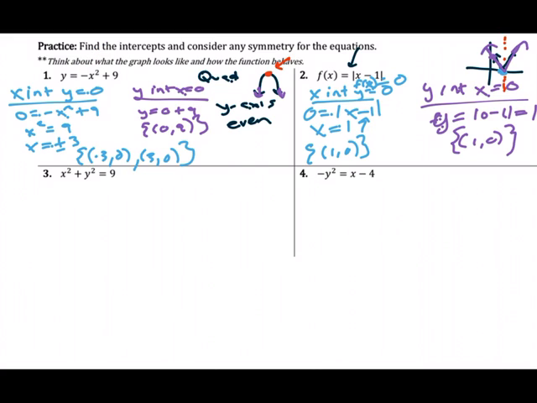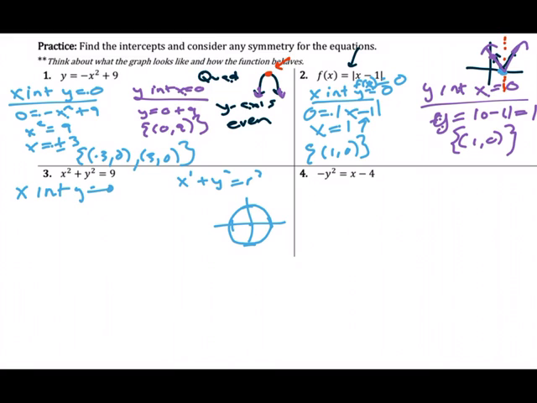All right, number 3 is a circle. If you remember, this is the basic form of a circle: x squared plus y squared equals r squared. So this is actually a circle that's centered at 0, 0 that has a radius of 3. Now, did you need to know that fact to find the x and y intercepts? No, you didn't, but it's good to help you understand. So is this a function? No, it doesn't pass the vertical line test.